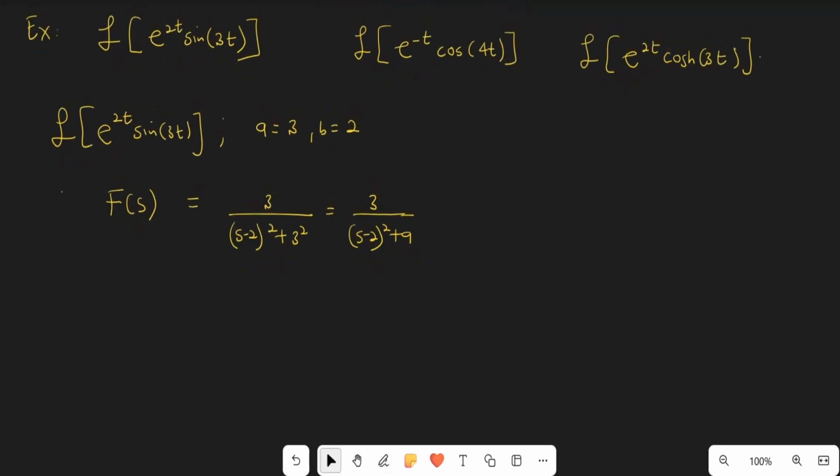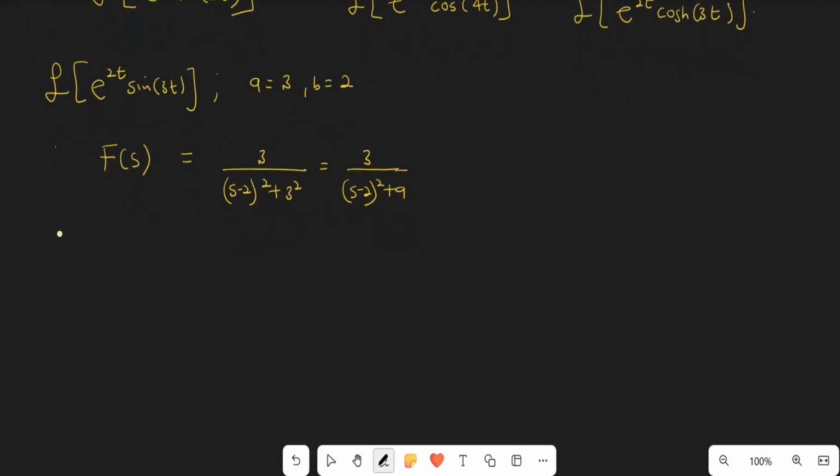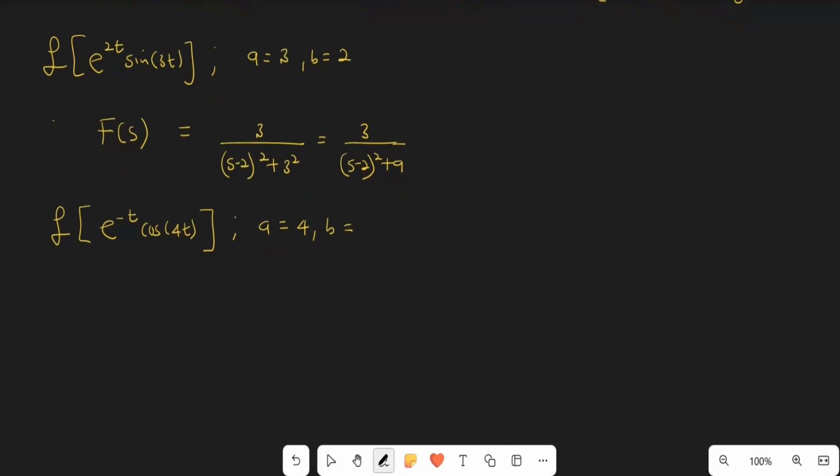The second one is e to the negative t multiplied by the cosine of 4t. That is the Laplace transform of e to the negative t multiplied by the cosine of 4t. Here a is equal to 4, and b is the constant in the exponential function. So the constant here is -1. All right, so b is equal to -1.